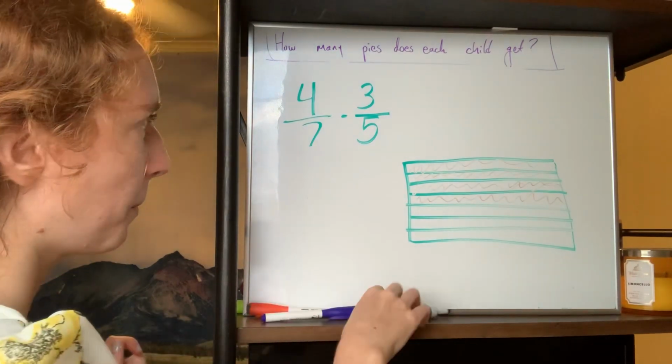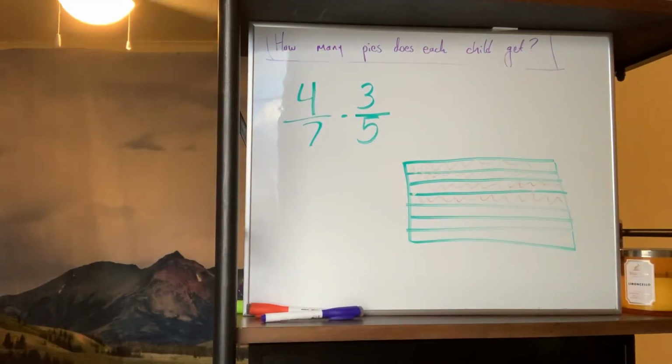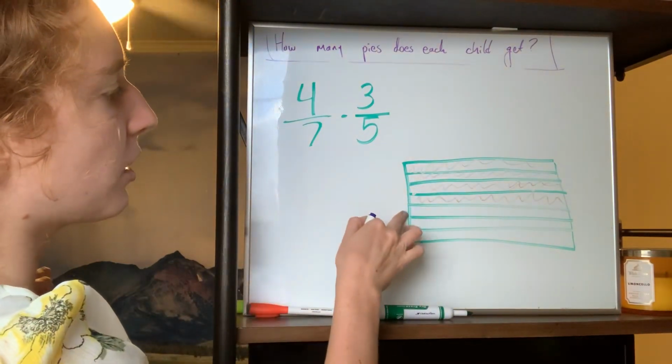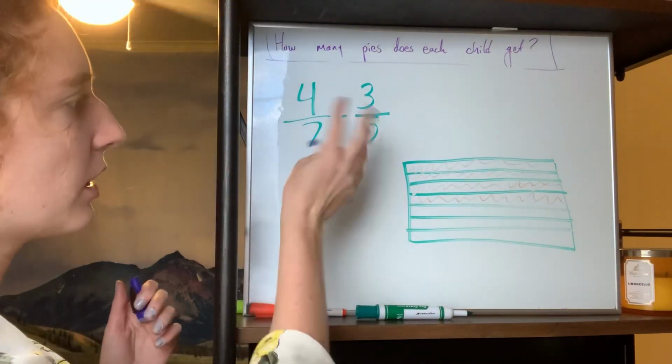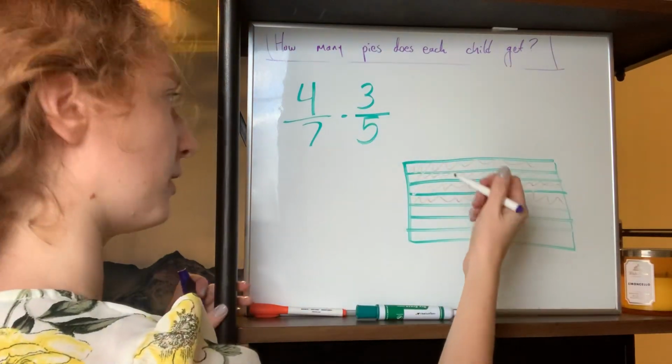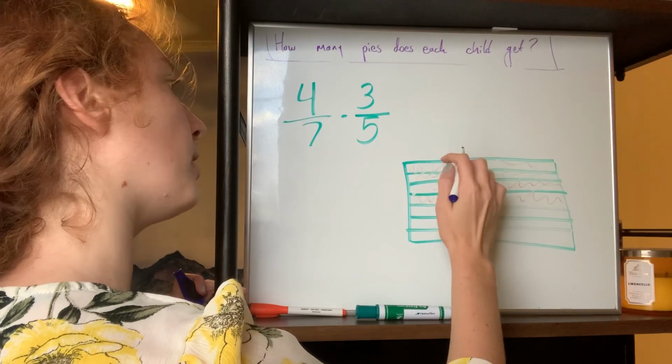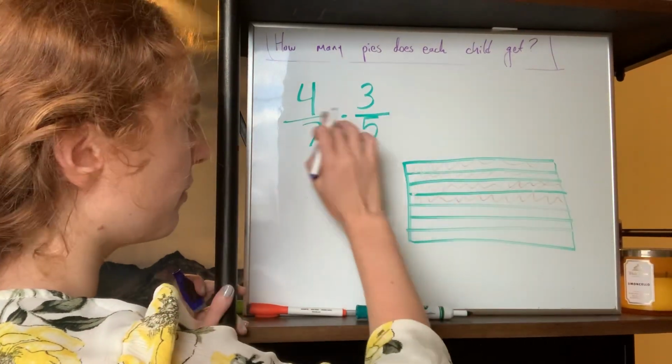Now, I've broken this into 7ths this way, and now I want to take 3/5 of it. And I could have done the 3/5 first and then done 4/7 this way, doesn't matter. So, now I want to break this into 5ths because I want to take only 3/5 of the 4/7.